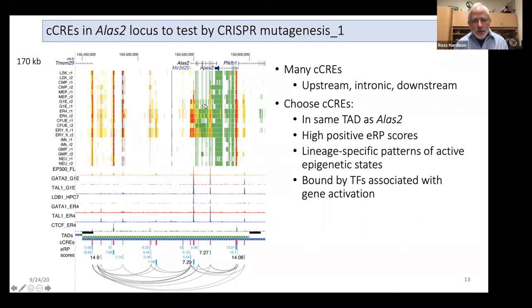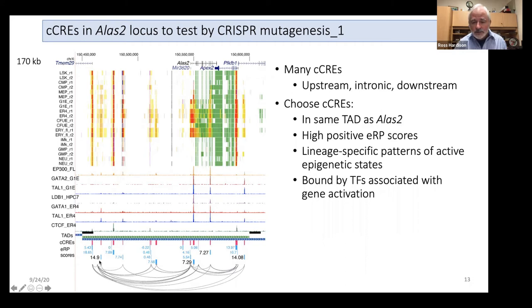Well, looking within the TAD, these are the TAD boundaries for the region including ALAS2, you see a lot of places where there are epigenetic signatures, states that seem to be associated with gene activation. So maybe some of these are distal regulators. We were particularly interested in the ones that had binding by known erythroid transcription factors like GATA1, TAL1, and so forth. And here are the ERP scores that we were getting across this. You see there's a lot of positives. These are the known ones. There are some others, and some of these have much larger ERP scores.